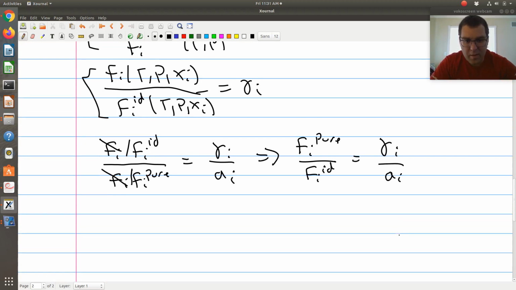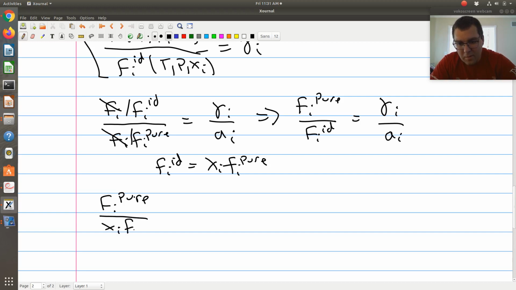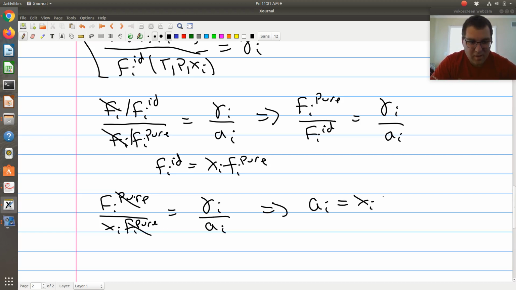Great. Well, I know that Fi ideal, which we showed in chapter 11, is just equal to Xi times Fi pure. So if I plug that in, then I have Fi pure divided by Xi times Fi pure is equal to gamma i over ai. The Fi pures cancel, so I'm left with ai is equal to Xi times gamma i.